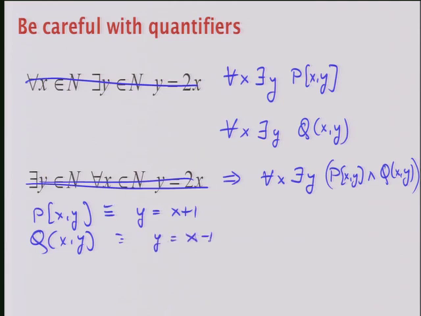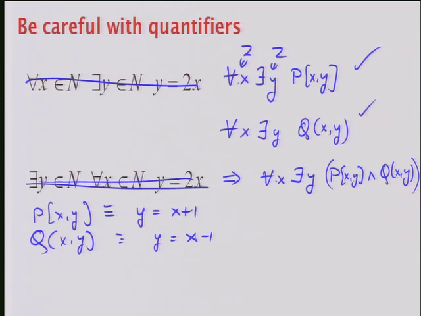Okay? So now, is the first statement true? Is it true that for every x, there exists y such that y equal to x plus 1? Assume that we are working over the integers. Yes? Yeah, so this is correct. How about, is it true for every x that there is a y such that y equal to x minus 1? It's true, right?